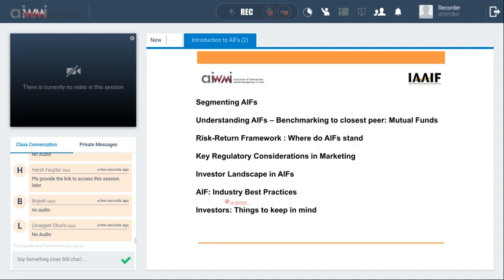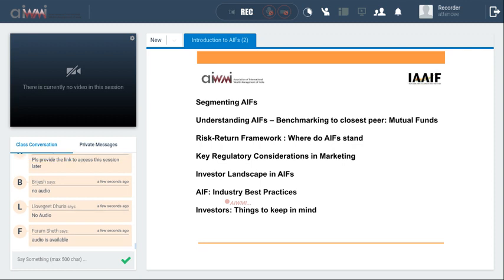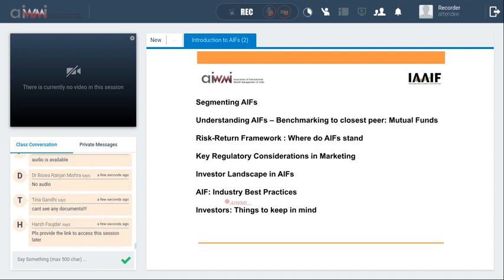And we'll do that. We'll cover the risk-return framework. Where do AIFs stand currently? We'll look at the key regulatory considerations. We'll look at the landscape of AIFs in terms of their investor participation. We'll cover some of the AIF industry best practices, as well as things that investors should keep in mind before investing in an AIF.